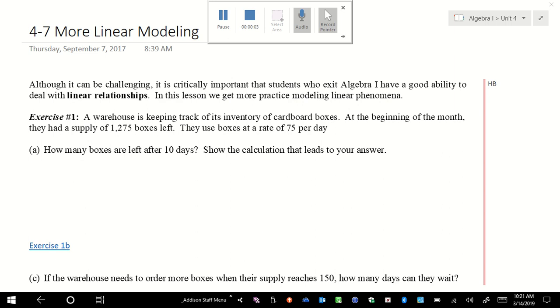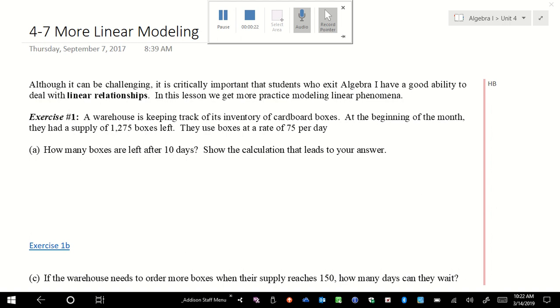4.7, more linear modeling. Although it can be challenging, it is critically important that students who exit Algebra 1 have a good ability to deal with linear relationships. So again, we're going to practice linear relationships, basically real-world situations.